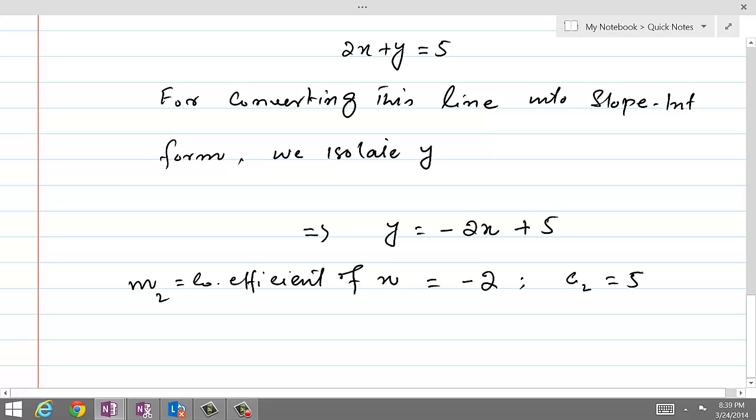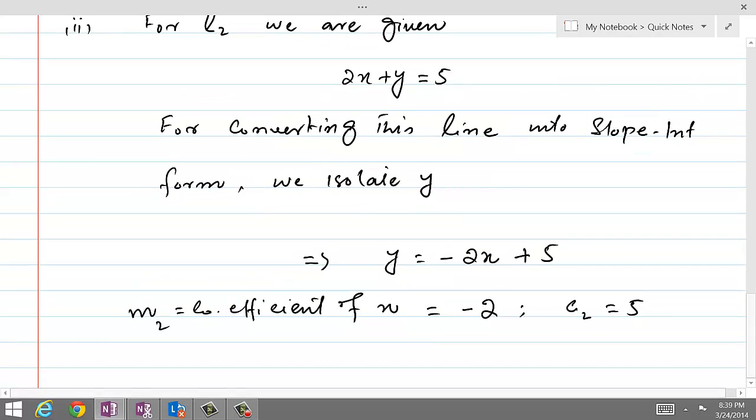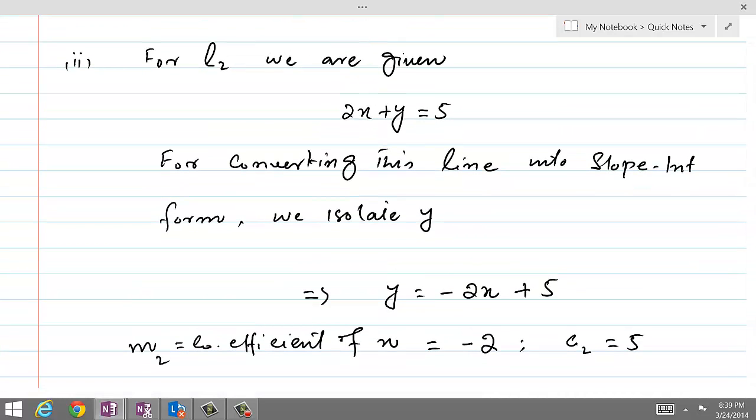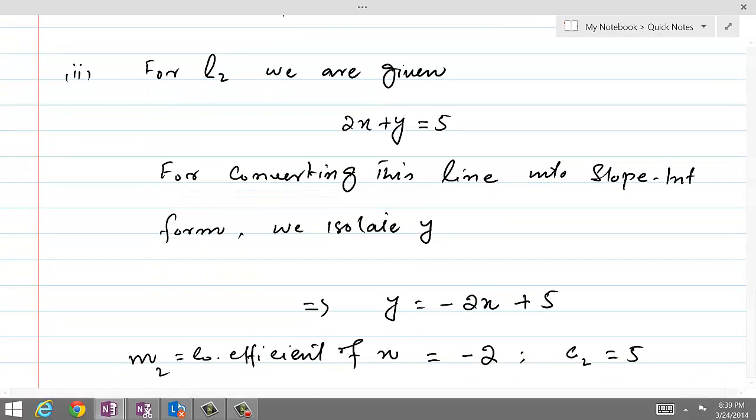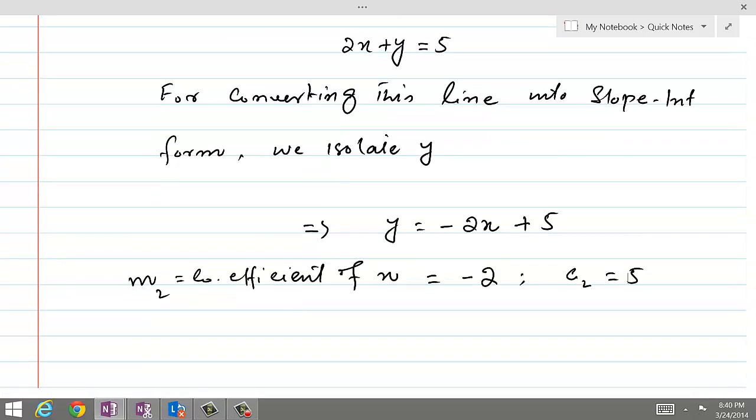For line 2, the y-intercept is 5 and the slope is equal to -2, which means that the slope and y-intercept of the first line and the second line are the same. This means that the lines are in fact the same, coincident line. They are not distinct lines, because for parallel lines the y-intercept must be distinct.